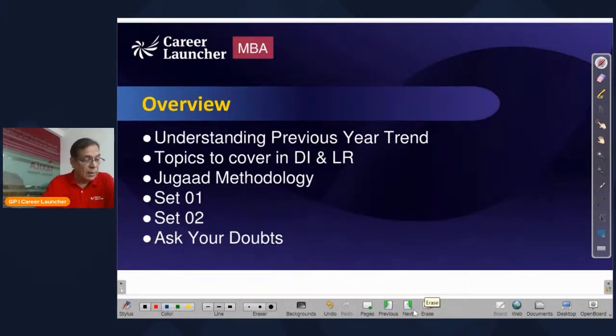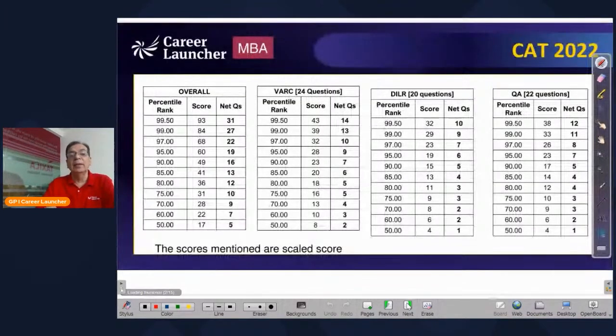Okay, chalo, let's move on now and let's look at this. I have deliberately taken CAT 22 as a benchmark. I have not taken the data from CAT 23. I have taken the data of CAT 22 because the two sets that I'll be discussing today are from CAT 22, and so you should be able to appreciate that part.